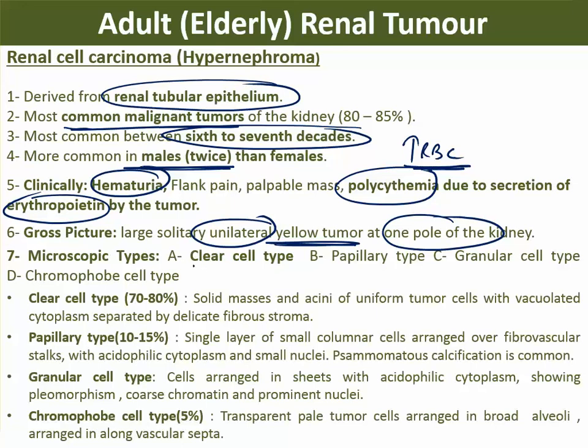Now there are four types. Clear cell type is the most common one. It could be of papillary type, or if the cytoplasm has a granular appearance, it is called granular cell type. And chromophobe has a clear cytoplasm with a very distinct central nucleus. It is like a bullseye. Understand? I'll show you.